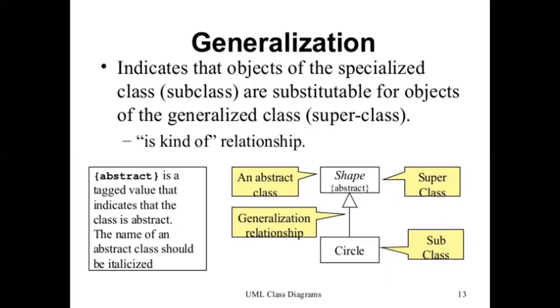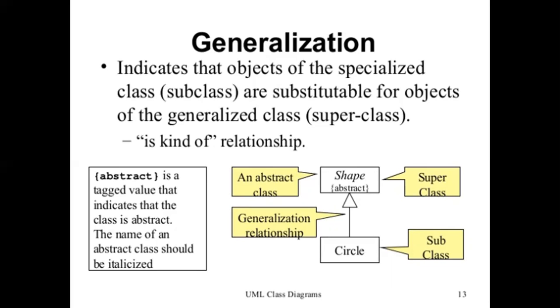Generalization indicates that an object of the specialized class, the subclass, is substitutable for an object of the generalized class. That is the kind of relationship between a superclass and a subclass, and it is called generalization. The general thing is called the superclass or parent class, and the specialized thing is called the subclass or child class. Here, shape is the superclass and circle is the subclass.